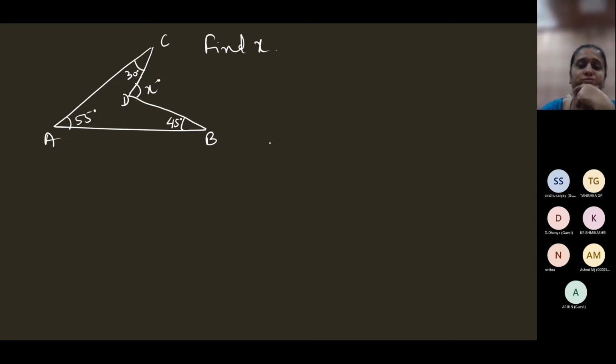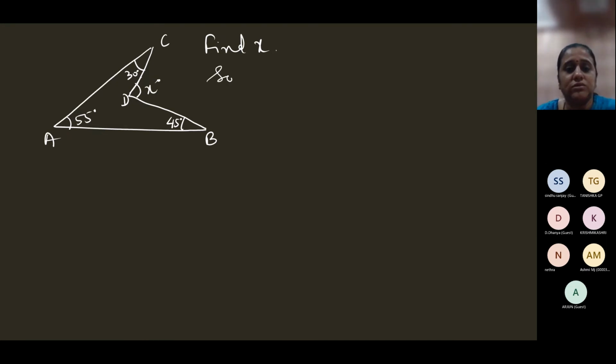Yes, children, find X. Please take down the figure. Okay.